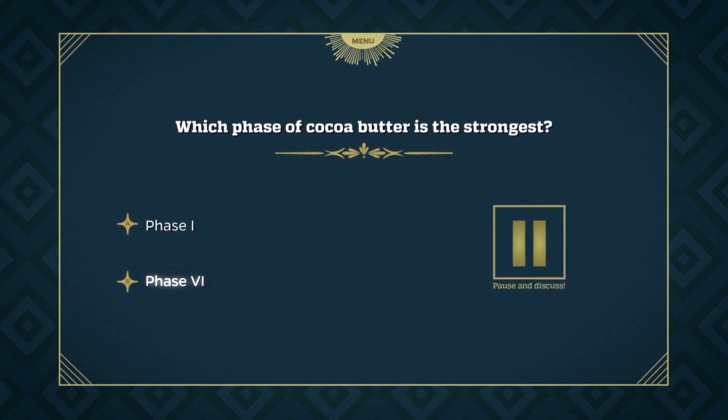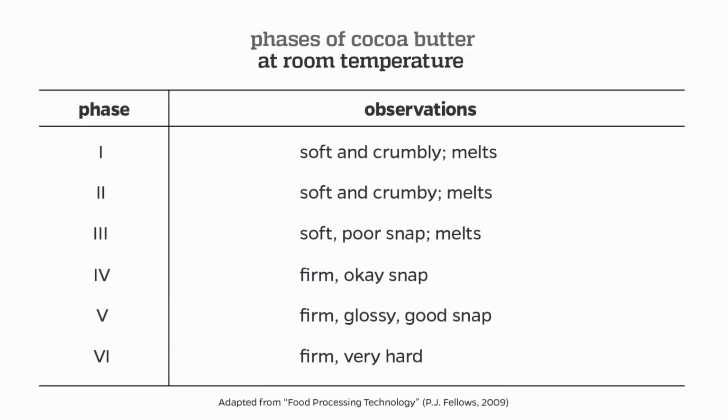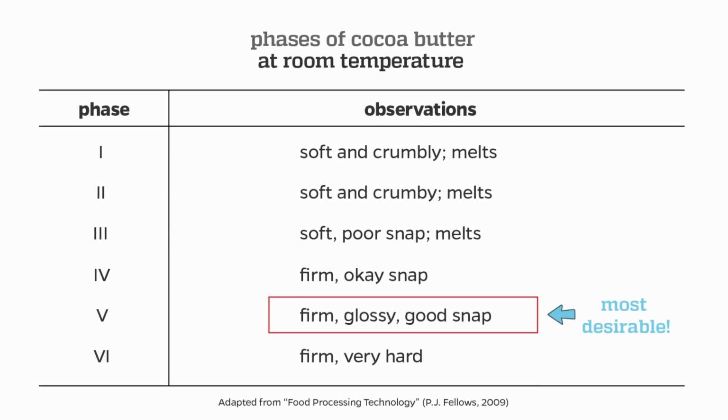The answer is phase 6 for all the same reasons as before. If the molecules are packed more tightly together, the overall material will be stronger. In fact, there have been lots of experiments comparing the properties of these different phases, and I've shown one set of observations on the screen. See how phase 1 chocolate is very soft and crumbly, as we would expect, whereas phase 6 chocolate is very hard. It turns out that phase 5 chocolate is the one that has the most desirable snap, whilst also having an appropriate melting point, such that it stays solid in your hand but starts melting in your mouth.